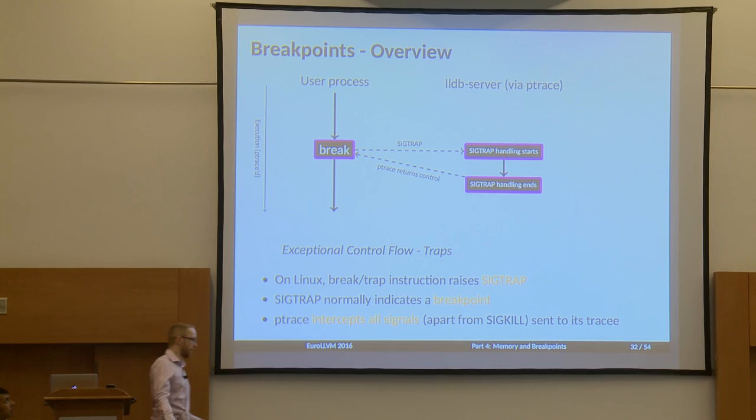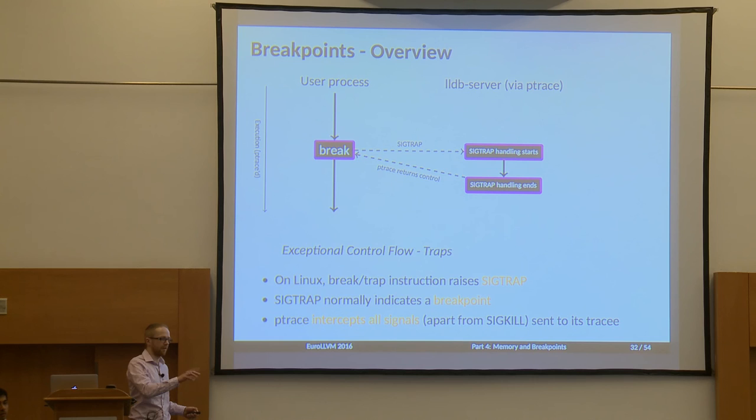So I'm going to start with this diagram to quickly explain what happens when you want to set breakpoints. I'm going to start with LLDB server and things running on Linux, for instance, for ARM. Let's assume we have our user process, which is the inferior we want to debug. I assume it's already being ptraced, by which I mean we are attached with ptrace. That's what LLDB server is going to do behind the scenes when you're debugging.